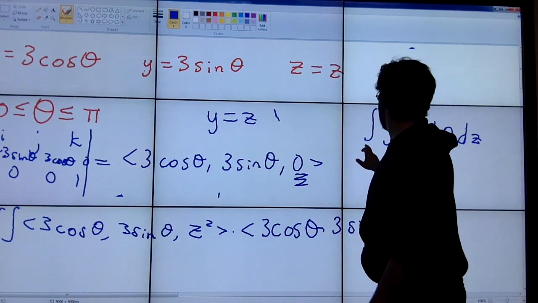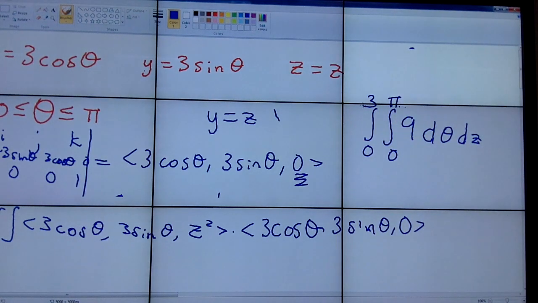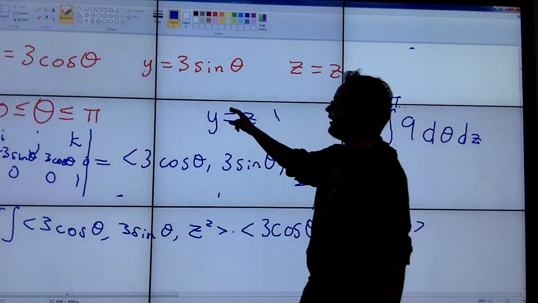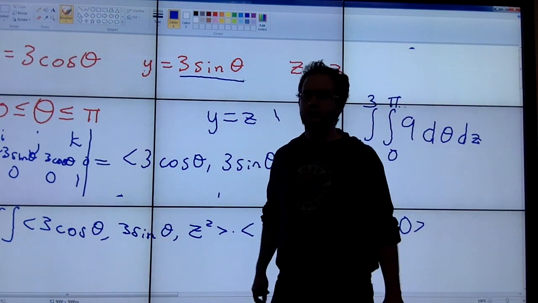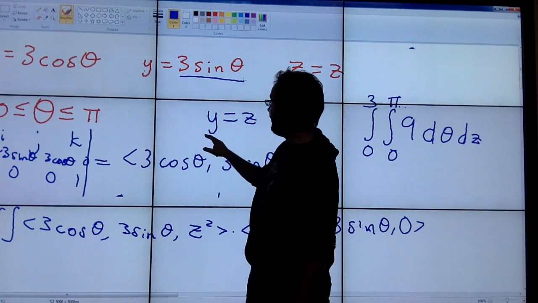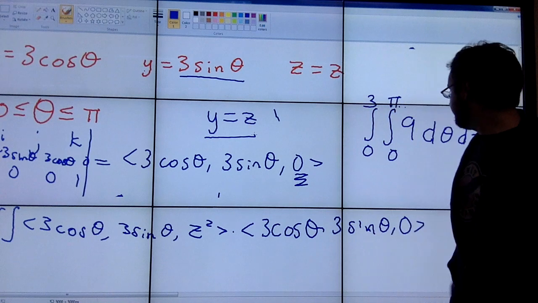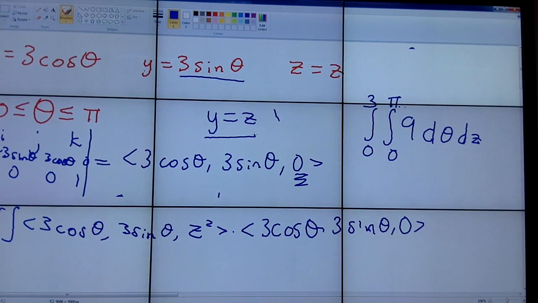Z goes from 0 to 3. Why do I know z goes from 0 to 3? What's the highest value that y takes on? 3. And because y is equal to z, what's the highest value that z takes on? 3. So whatever that integration is gives you your answer.